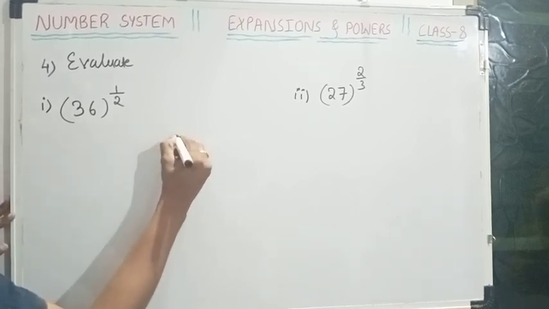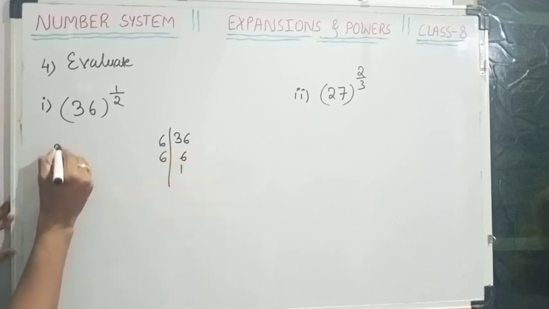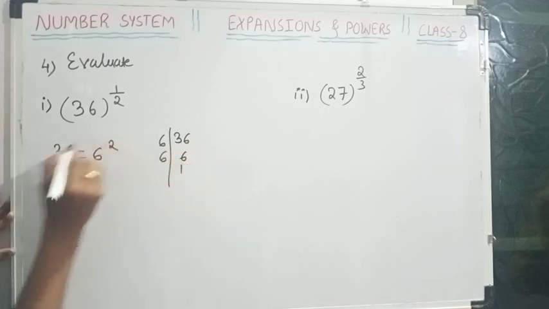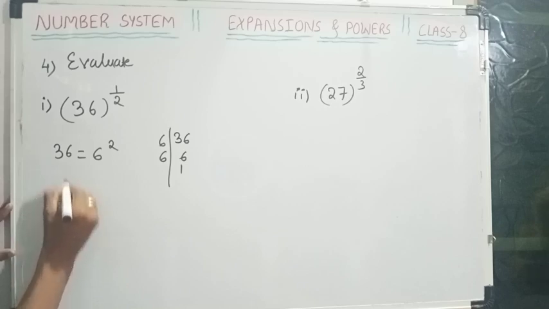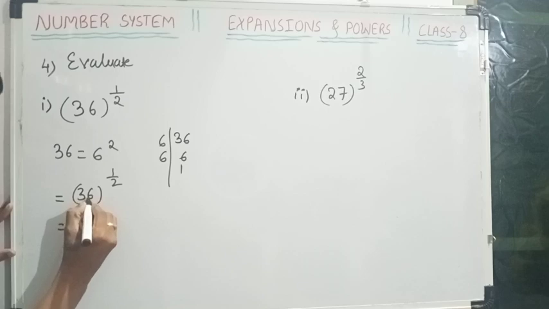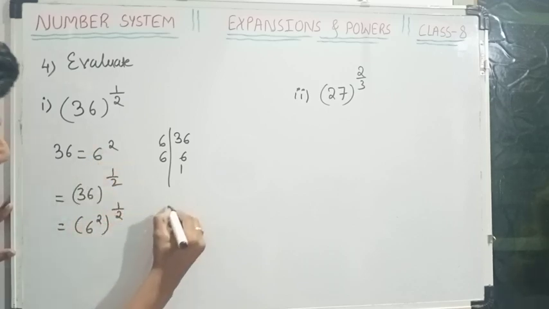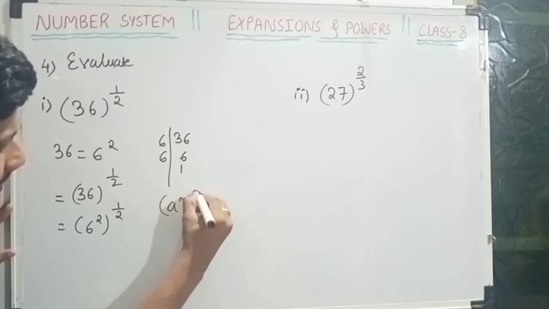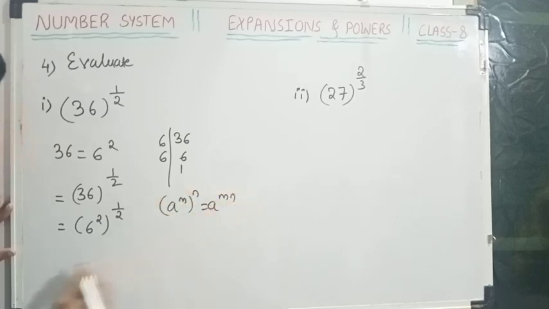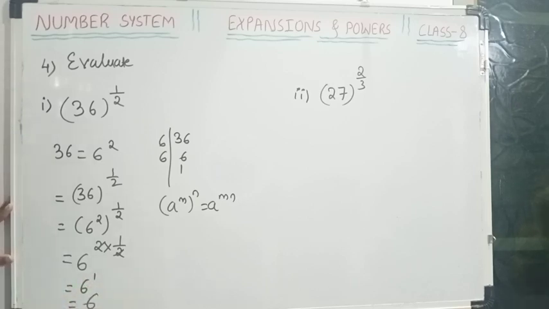Evaluate 36 to the power 1 by 2. I'll write 36 as 6 into 6. 36 is equal to 6 square. This 36 to the power 1 by 2 he had given here. How do you write this 36? 6 square raised to the power 1 by 2. (a to the power m) to the power n is equal to a to the power m into n. This 6 to the power 2 into 1 by 2, the 2 gets cancelled here, 6 to the power 1, and 6 to the power 1 is 6.